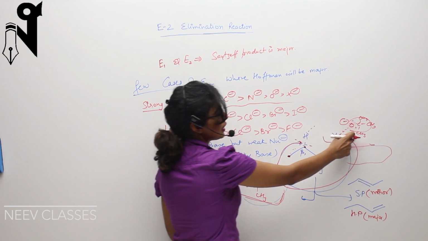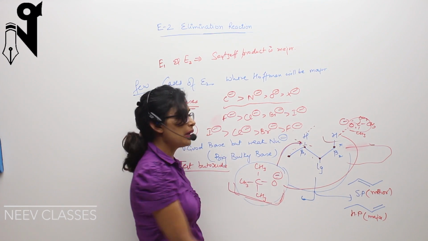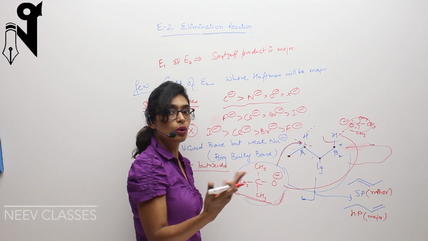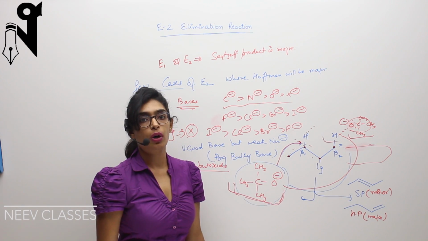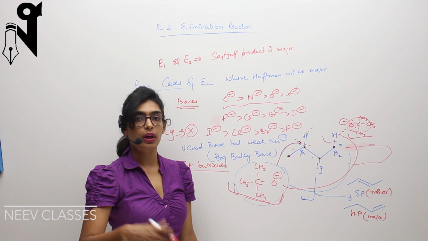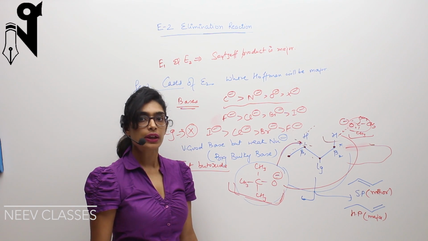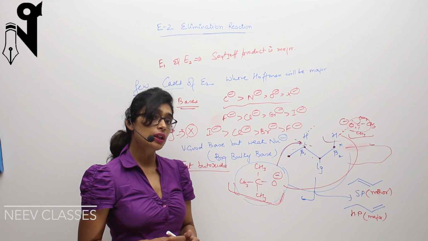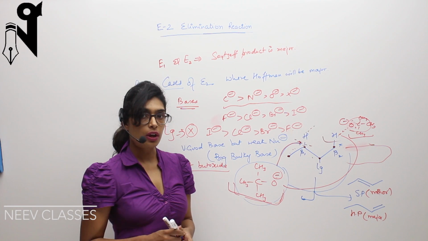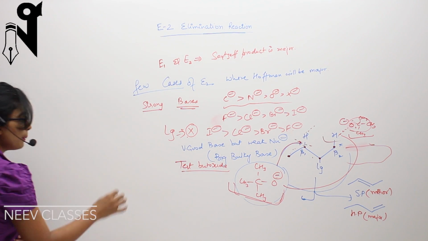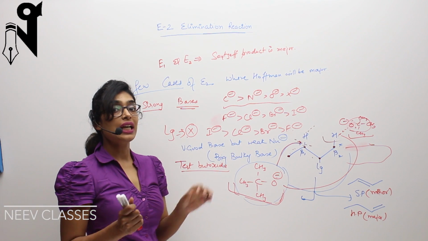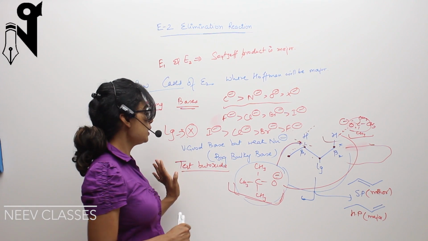Now, instead of this CH3, CH3, CH3, there can be any other R group also, making it further more bulky. The more bulky your base is, the percentage of Hoffman product will keep increasing, and the percentage of Sn2 product will keep decreasing. Now, let's see another case where your Hoffman product will be major, whereas the Sn2 product will be minor, and that will depend upon the leaving group. What leaving group is present on the carbon chain?